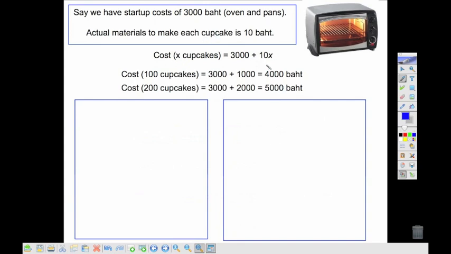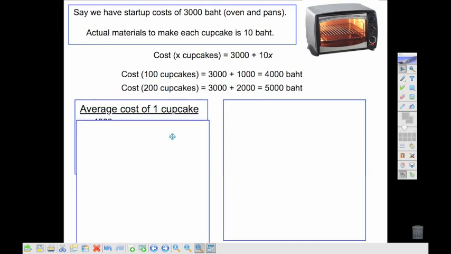And we can think about this, let's say in your senior economics problem you decided to sell cupcakes. Now, to start selling cupcakes, you'll first need some things like ovens and pans, and so let's say that costs you 3,000 baht to get started. And then actual materials to make each cupcake is only 10 baht. So we can make a formula for our cost of making X cupcakes as being our startup cost plus 10 baht per cupcake. The cost then of 100 cupcakes would be about 4,000 baht, and the cost of making 200 cupcakes would be about 5,000 baht.